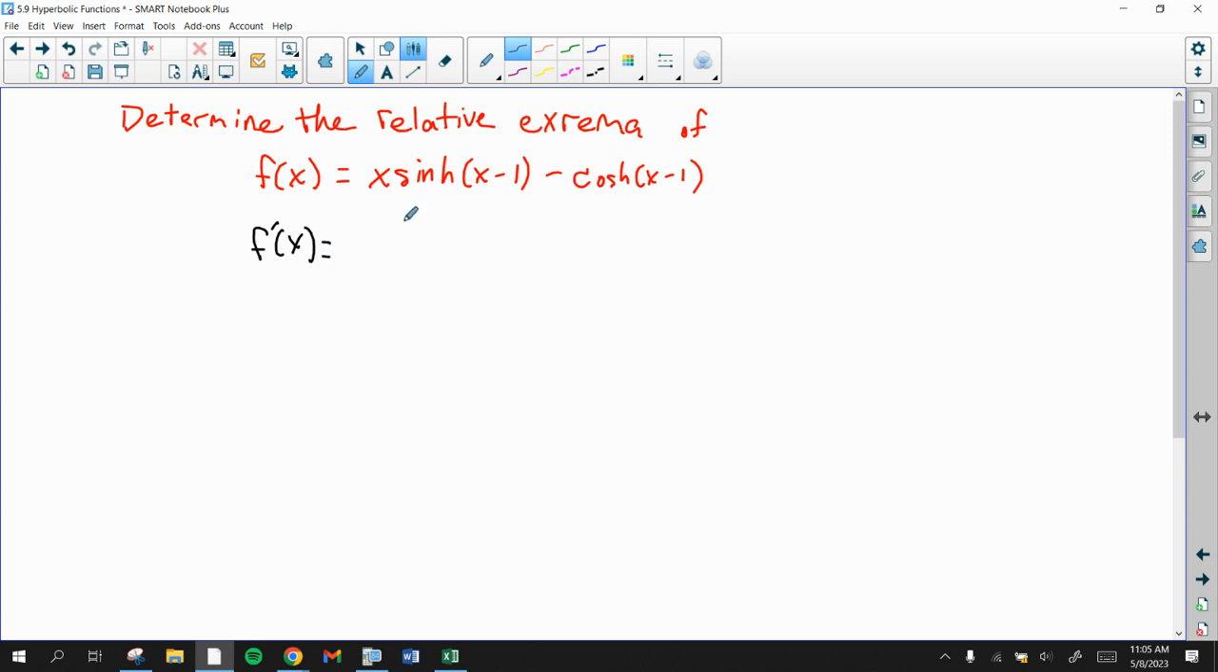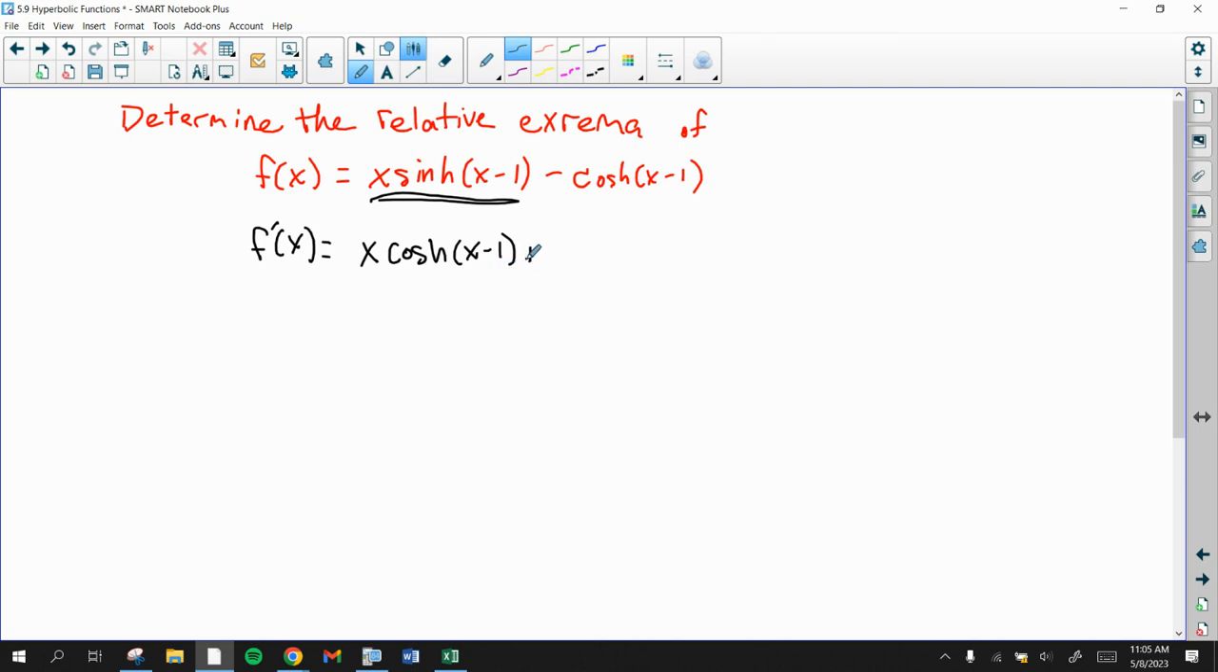So the first part of it is a product rule. So it's the first times the derivative of the hyperbolic sine, which is hyperbolic cosine, and then times the derivative of the inside. The derivative of x minus 1 is 1. So I'm done with that, the first part of the product rule.